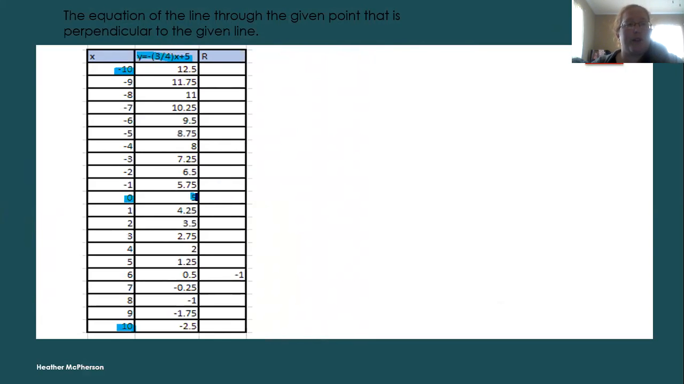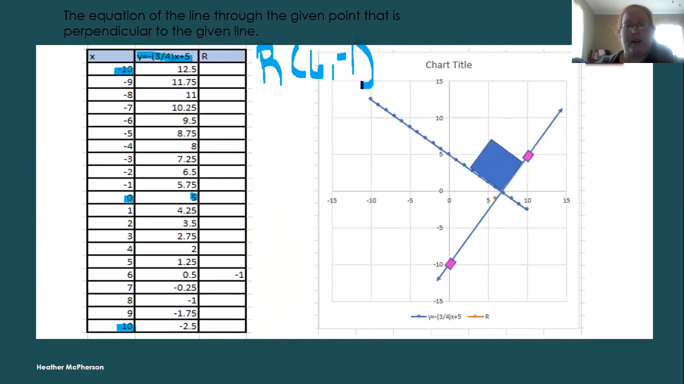Now, we're looking for the perpendicular line. So we have line R, and the only point that we're given is 6, -1. So that's the only point we can plot on the graph. And as you can see, we have all of our plots on the original line, and we plotted the 6, -1 right here in orange.